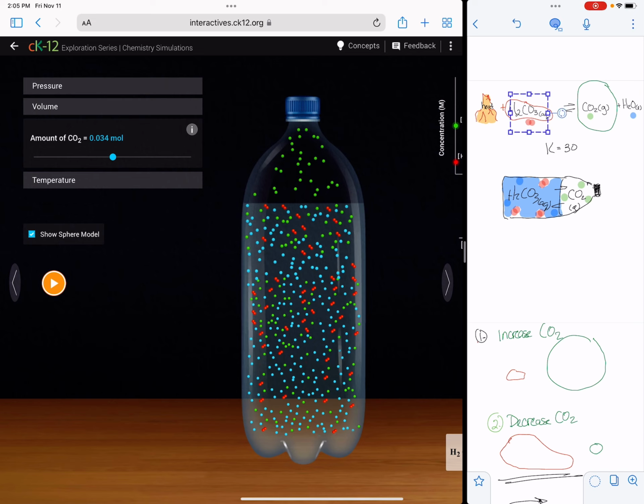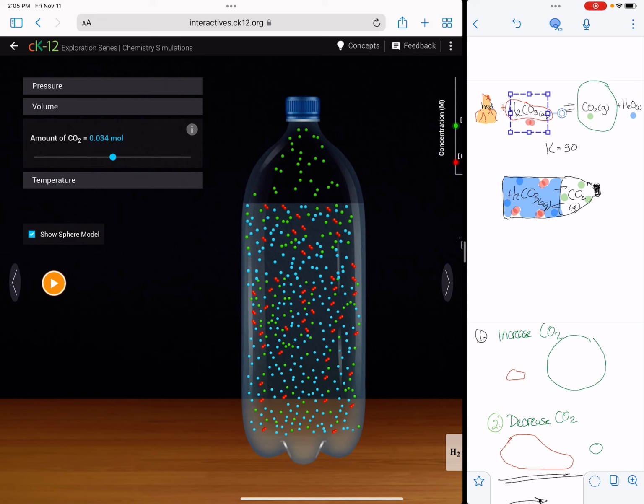And then I'm going to make this a little wider so she can watch the numbers going on. And then I'll also show you what happens when we decrease it. So let me show you. Over here on the right-hand side, you can see K equals 30. And you can see the concentrations it has. It has the 0.068 over the 0.0023.